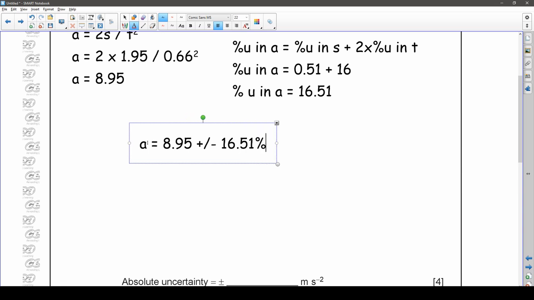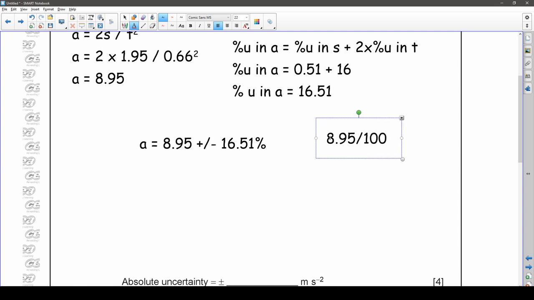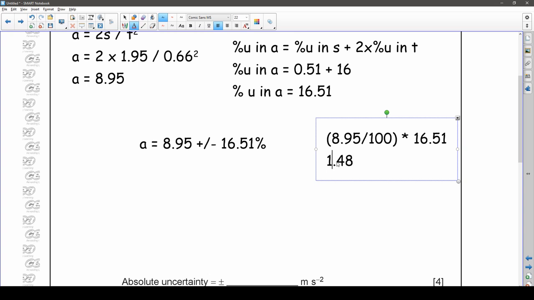16.51%. But we want an absolute uncertainty, not a percentage uncertainty. So we need to go and find what is 16.51% of 8.95. So we want 8.95 divided by 100, which gives us what 1% is, and then we want to multiply that by 16.51. And that gives me 8.95 over 100, then times by 16.51 on our calculator, gives me 1.48 to a couple of decimal places.